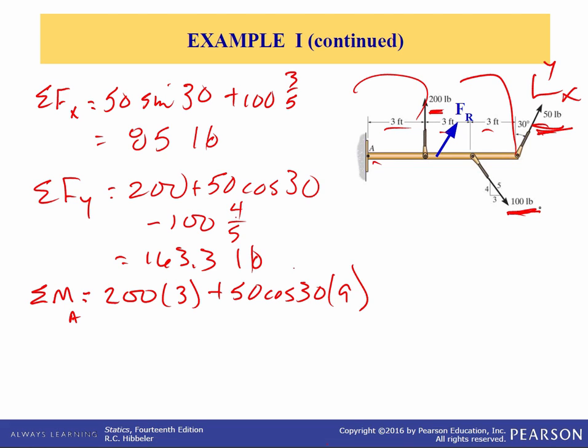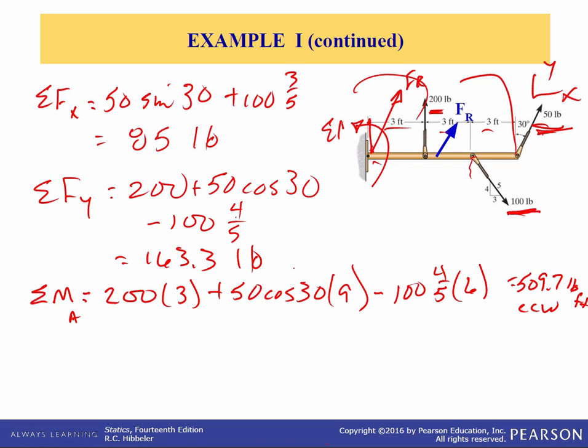And the last force is this 100-pound force. The only moment it creates is due to its y component, and it tends to rotate clockwise, so this one's negative, so this will be minus 100 times 4/5 times 6 feet. So that resultant moment comes out to be 509.7 pound-feet. It's positive, so it's counterclockwise. So that results in the resultant force acting here with some moment.